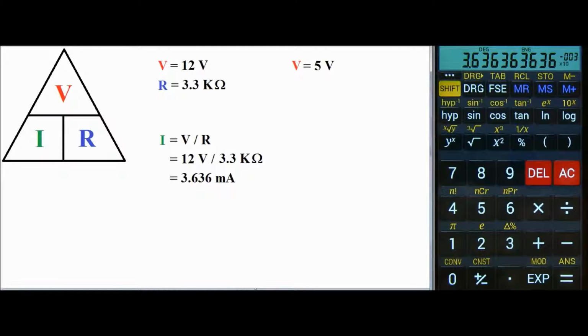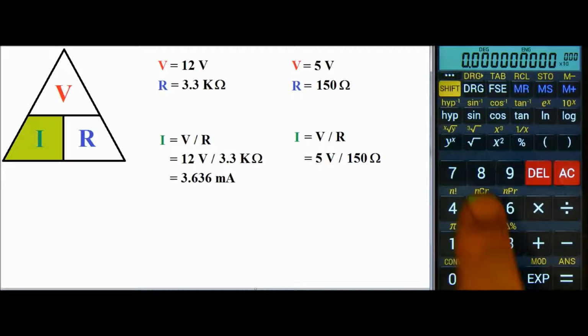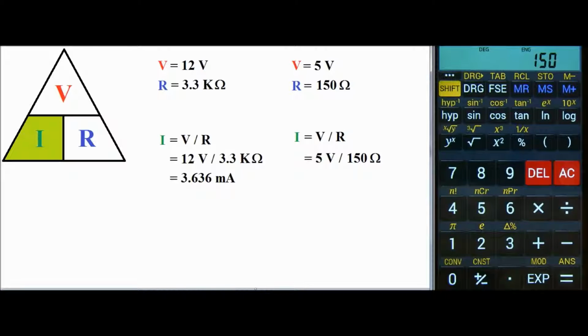Let's go ahead and do another one. I have a voltage of 5 volts on the circuit and a resistance of only 150 ohms. So I cover up I, and it tells us that I is equal to V divided by R. V is 5 volts, and that's divided by 150 ohms. So we have 5 volts divided by 150. Now because there's no K, I do not hit the exponent. And that gives us a current of 33.333 milliamps.